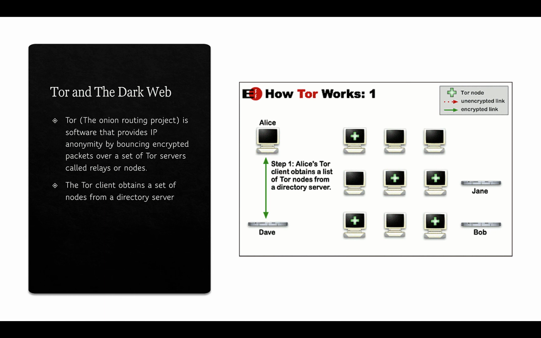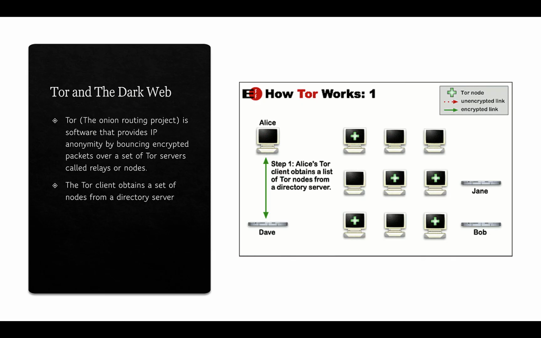So this is an interesting system that was essentially funded in the first place by the US Navy, and they were looking at ways of providing their own services with secure communication. And so the Onion Routing project, or Tor, came about, and that provides IP anonymity, but to a much greater extent than just VPNs do, because it bounces packets around a set of Tor servers that are called relays or nodes.